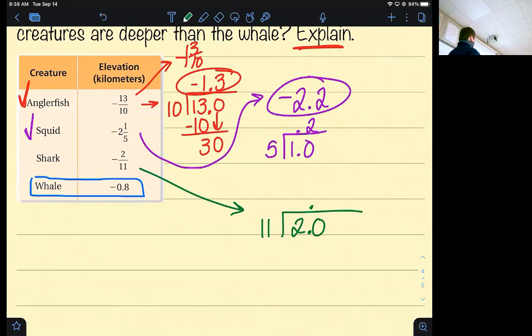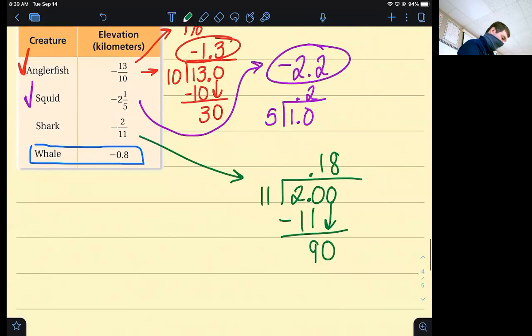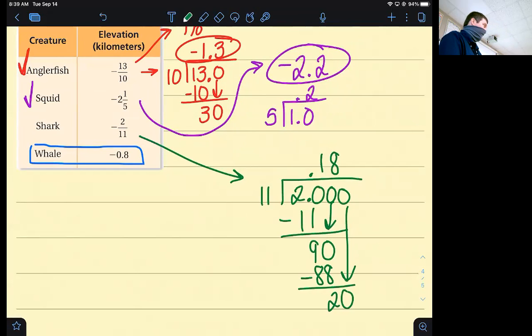Georgia, how many times does 11 go into 20? Just once. Yeah, 11 times 2 is 22. That's too big. So I'm going to subtract. And Georgia, what's 20 minus 11? 9. Good. I'm going to drop down a 0. Maddie Cheeseman, how many times does 11 go into 90? 8 times. What is 11 times 8? 88. So I subtract and I'm going to get 2. I drop down a 0.